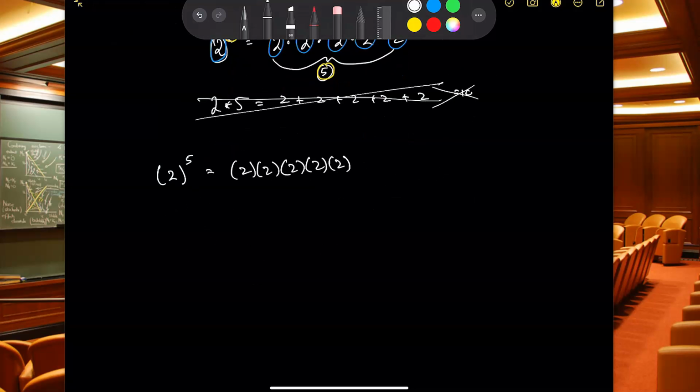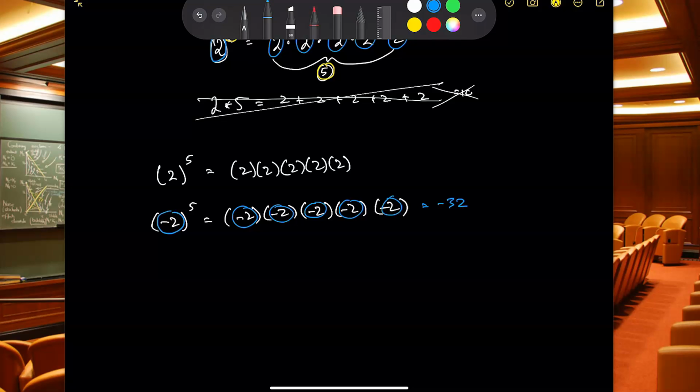So what if I had a negative number in there? Negative 2 to the 5th. Well, that's negative 2 times itself. Whatever's inside the brackets is what's being raised to the power. So here it's this whole negative 2, and that's why we keep the whole thing. So this ends up being negative 32, which is different.